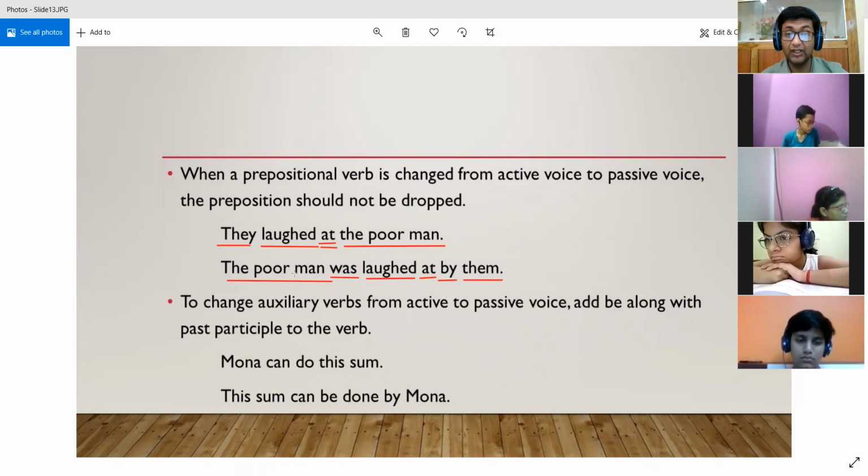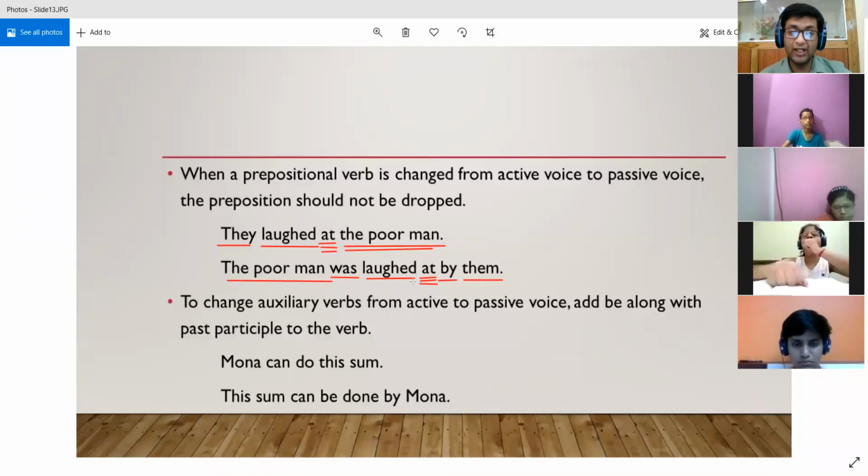We are not going to say the poor man was laughed by them. This at cannot be eliminated. It will always remain present because this at was the only thing in the first place that allowed the poor man to come over here, right? Because if it was just they laughed, the sentence would have been complete in itself. So this at was necessary for us to add an object over here, right? So that is why we are not going to drop this preposition at from here. It will always go hand in hand with the verb.